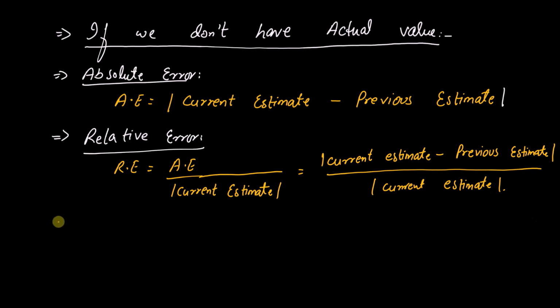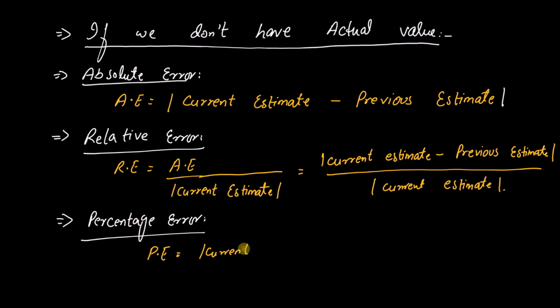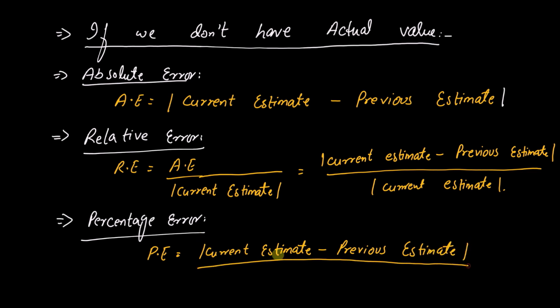Similarly, we find the value of the percentage error also. For the percentage error, we have current estimate minus previous estimate divided by current estimate.